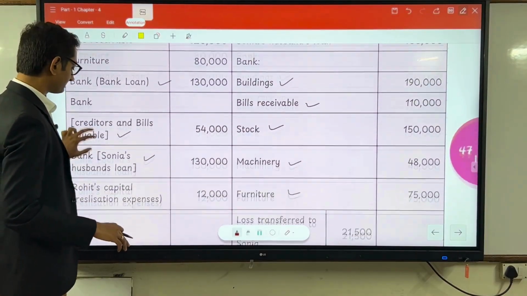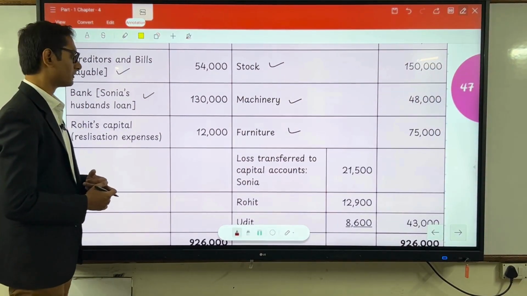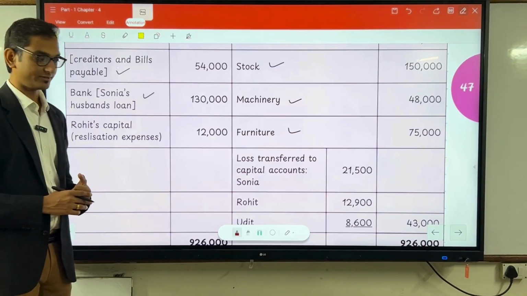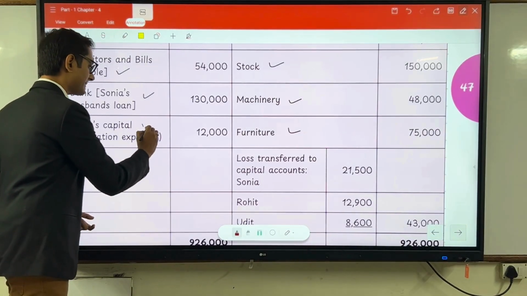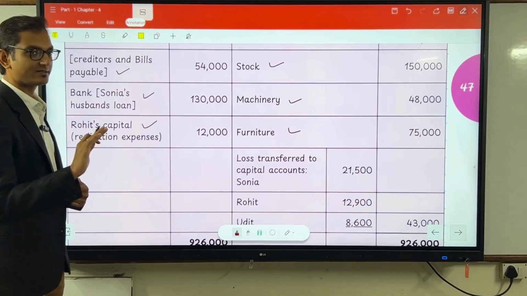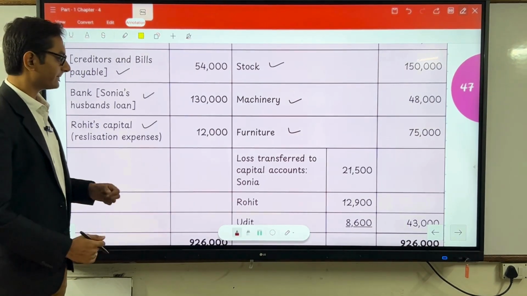In the same way, we have also paid Rohit rupees 12,000 for the realization expense. So 12,000 is our expense, debit side of realization account, and partners capital will be credited.